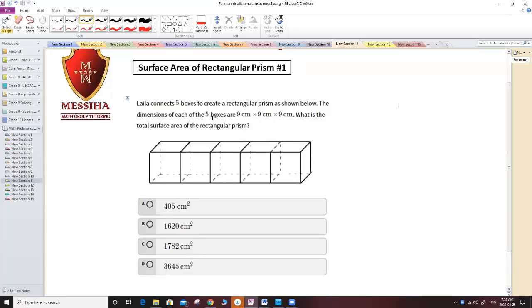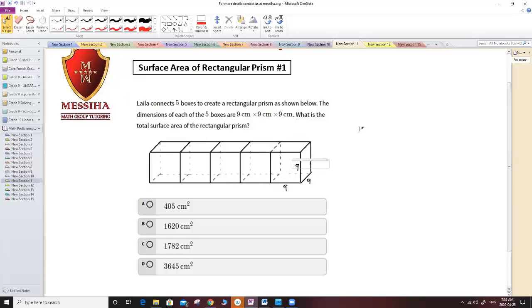So if we read the question, it's saying Laila connects 5 boxes to create a rectangular prism, as shown below. The dimension of each of the 5 boxes is 9 by 9 by 9. So that means this distance is 9, this distance is 9, and this is 9. What is the total surface area of the rectangular prism? So you see this is a rectangular prism. One box is 9 by 9 by 9.